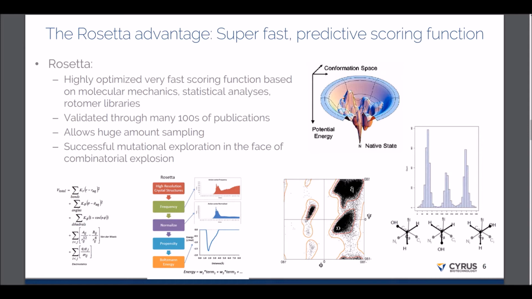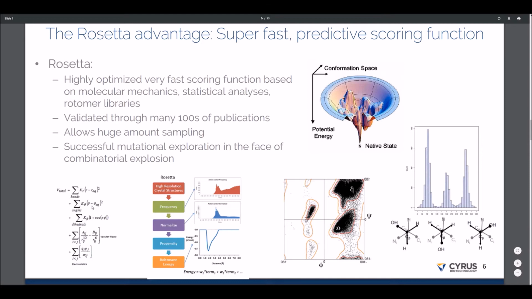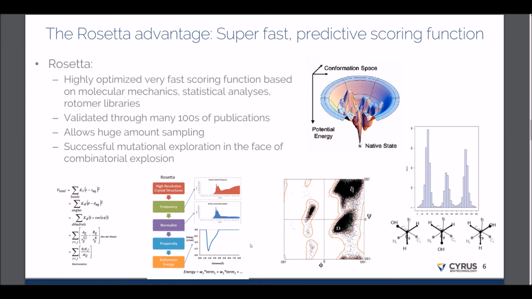This is in stark contrast to the energy function in most other programs, which is orders of magnitude slower to evaluate and therefore not capable of being used to evaluate enough combinations to provide reliable results for protein design. This is just showing the physics-based terms in the scoring function and then a variety of figures that show how the other terms in the scoring function are derived from the analysis of known crystal structures.